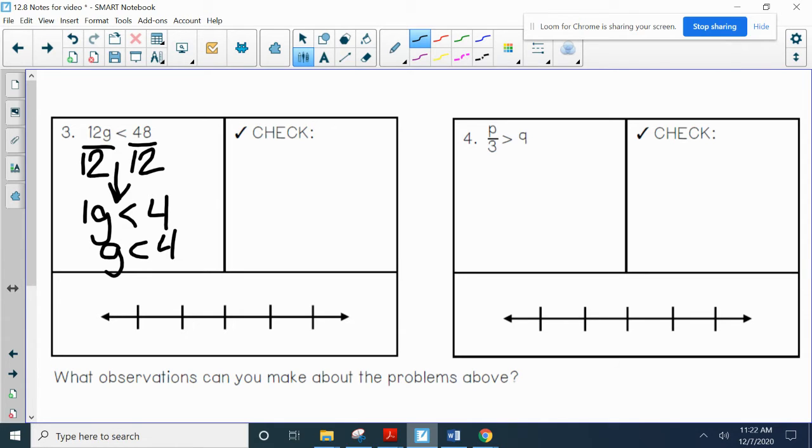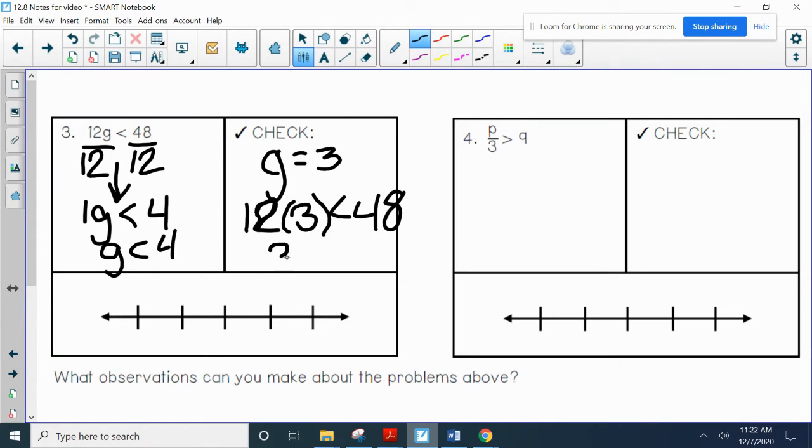So let's go ahead and check that. You needed to have picked a number less than 4. I'm going to pick the one right before it, so I'm going to say 3. So let's say g is 3. 12 times 3 needs to be less than 48 for this to be true. Well, what is 12 times 3? It is 36. Is 36 less than 48? It is, so we've done it right.